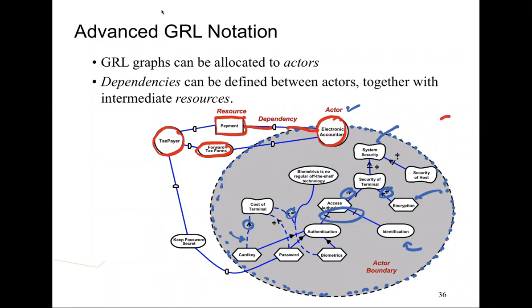Inside the actor circle, you can see all the goals, hard goals, soft goals, tasks, contributions, as well as the side effect relationships, or even the correlation relationships and the dependency relationship. So that's more or less a zoom in of what you would expect to see inside an actor node or circle in the GRL notation.